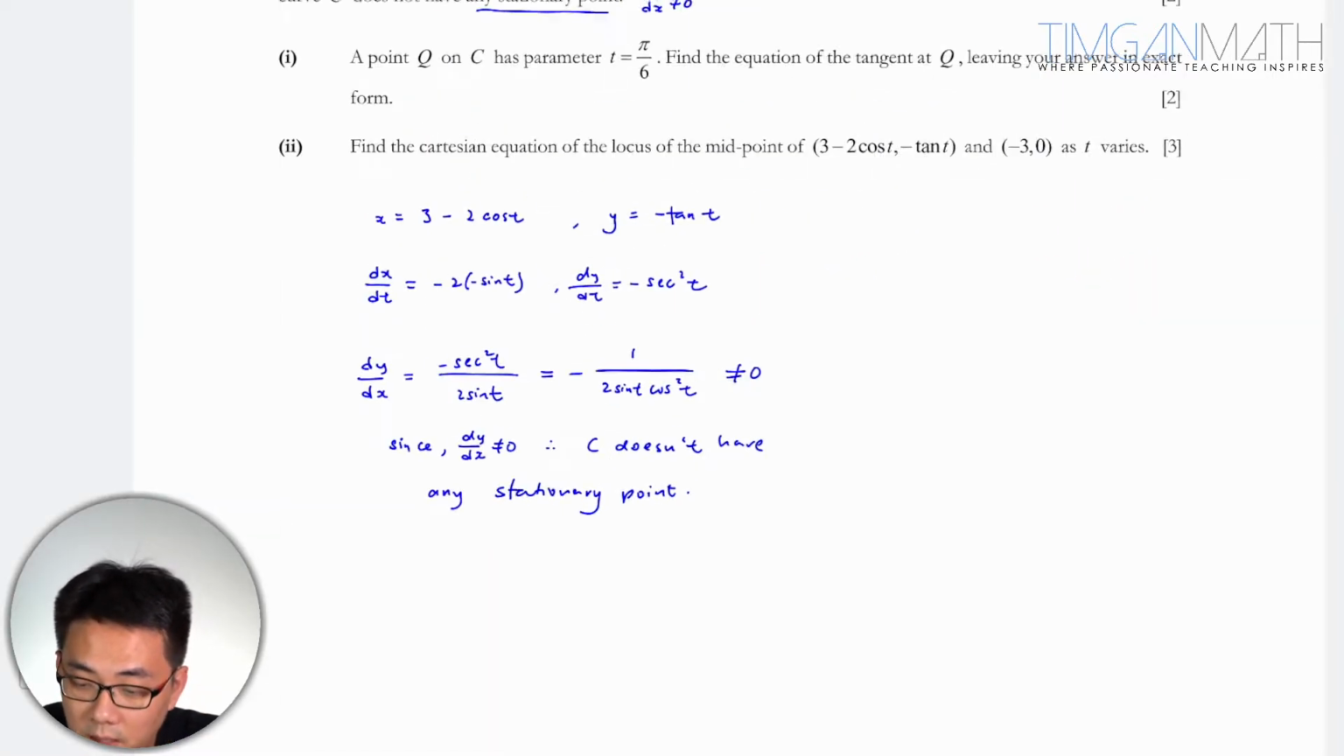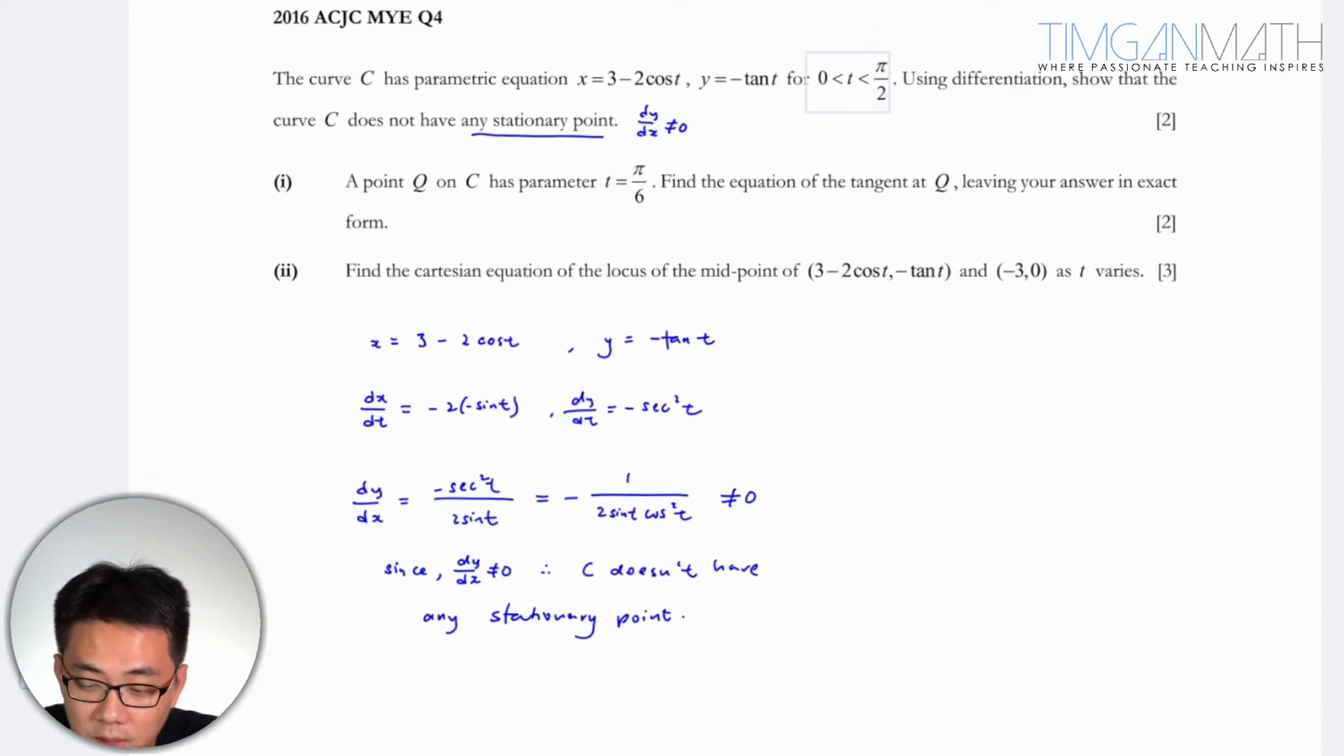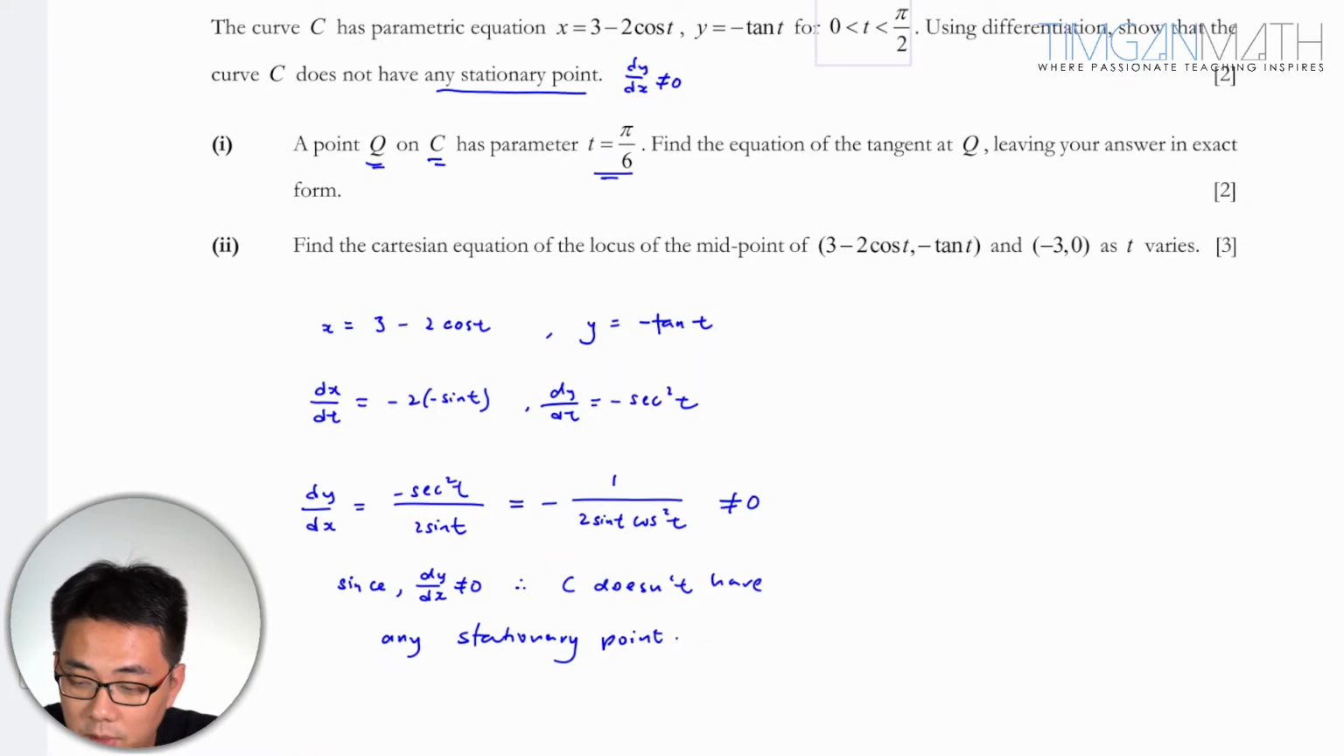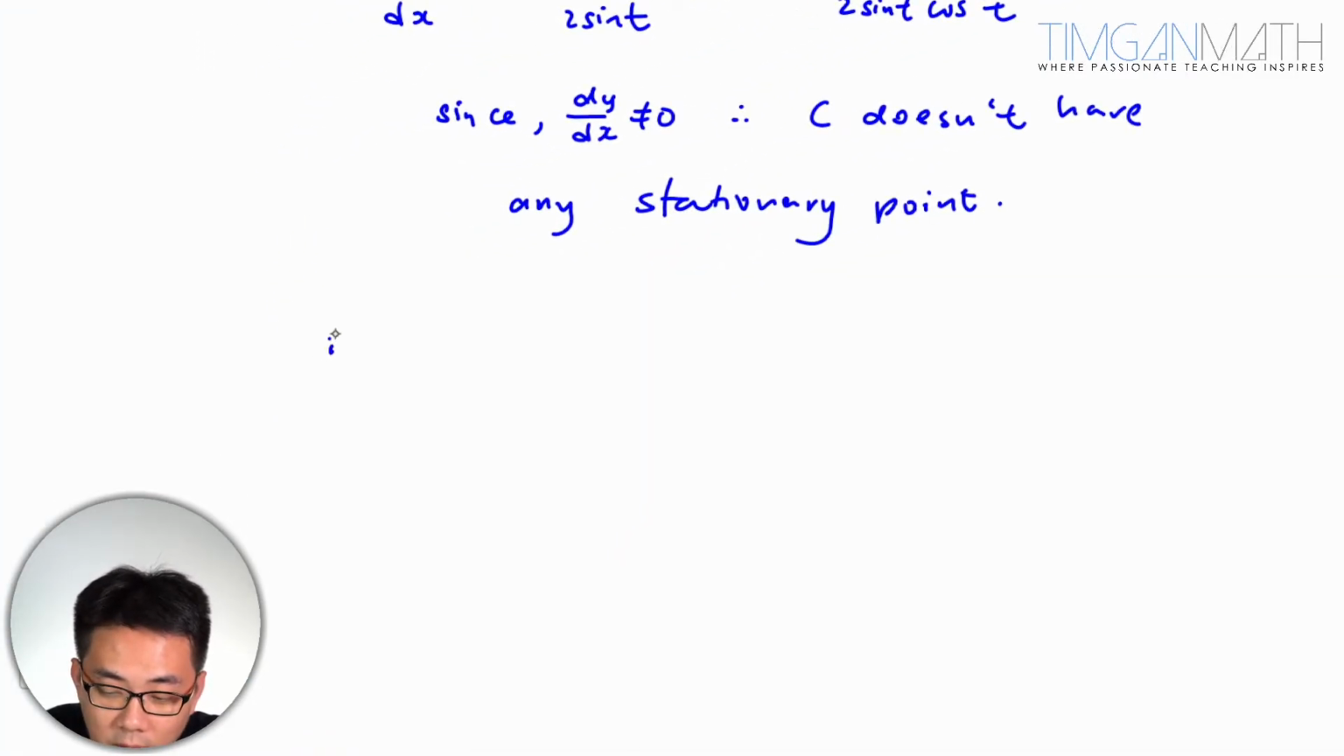Okay, then let's look at part 2. A point Q has parameter t equals pi over 6. Find the equation of the tangent at Q, leaving your answer in exact form. So at t equals pi over 6, what we need is x, which is 3 minus 2 cosine pi over 6.